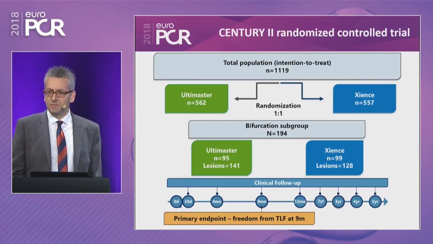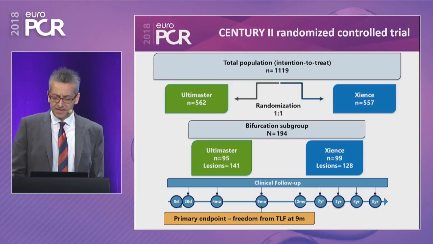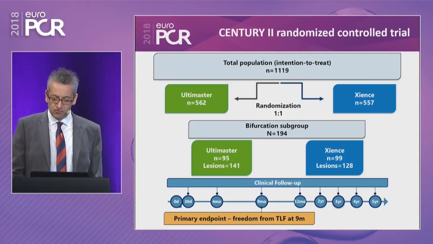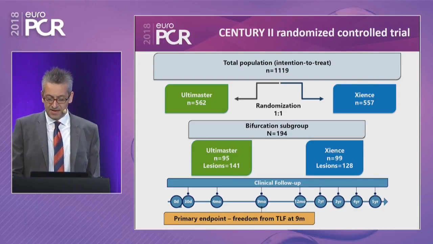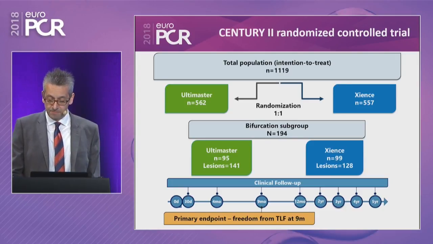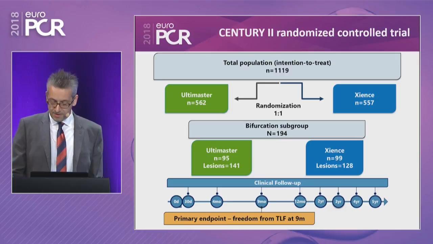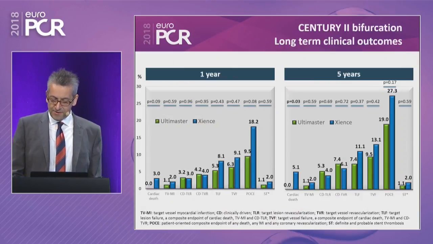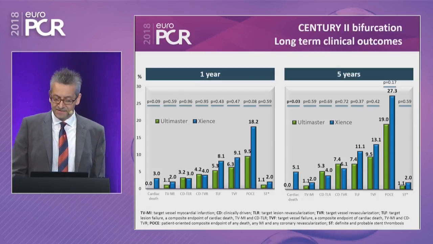This is a trial that was presented in the late-breaking trials a couple of days ago, the Century 2 randomized control trial. This is a randomized control trial studying Ultimaster versus Xience in over 1,000 patients. And here we look at data derived from the bifurcation subgroup in close to 200 patients with clinical follow-up at 9 months. Here I show you the data on longer-term follow-up, both at 1 year and at 5 years.